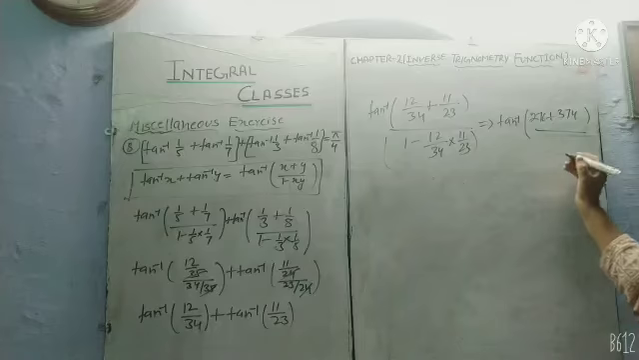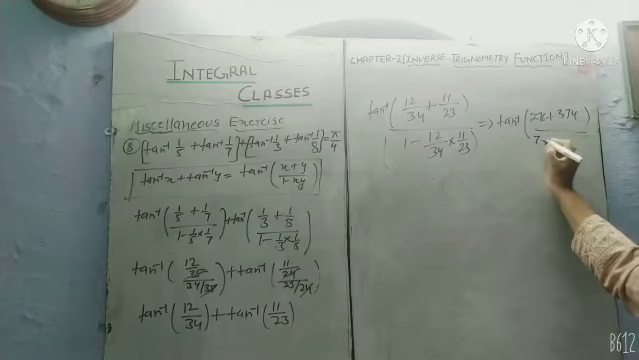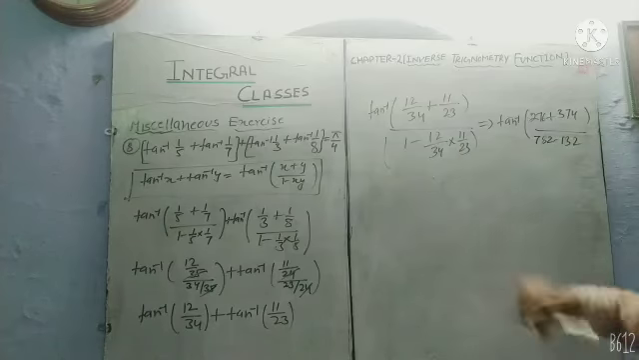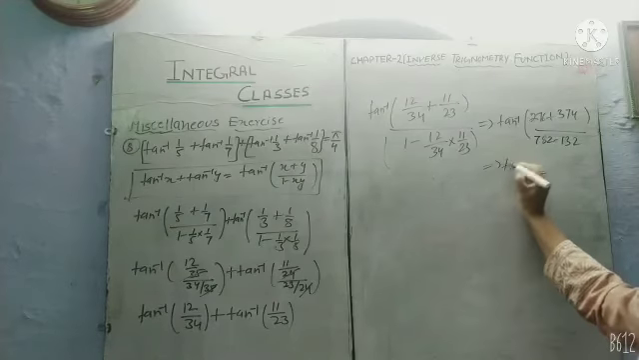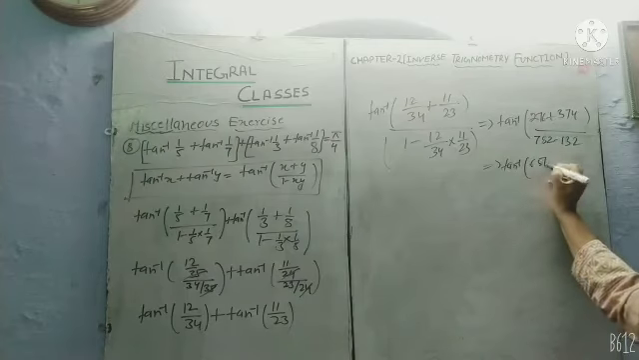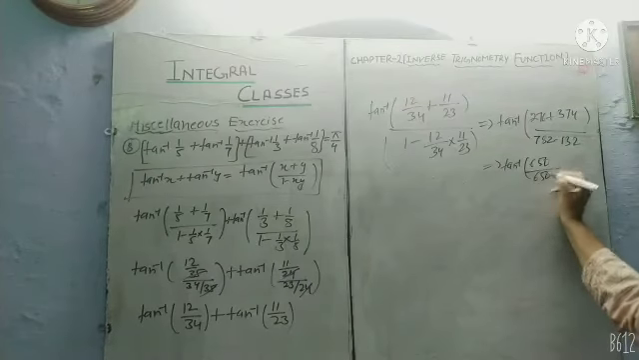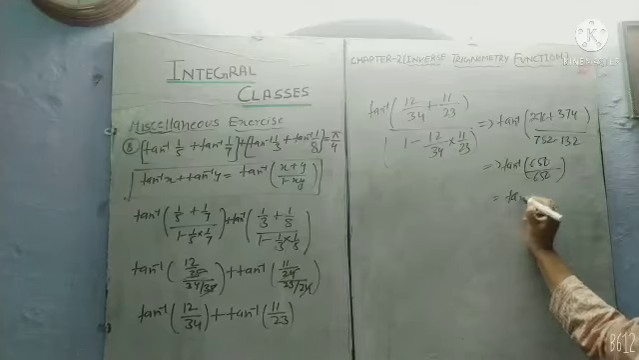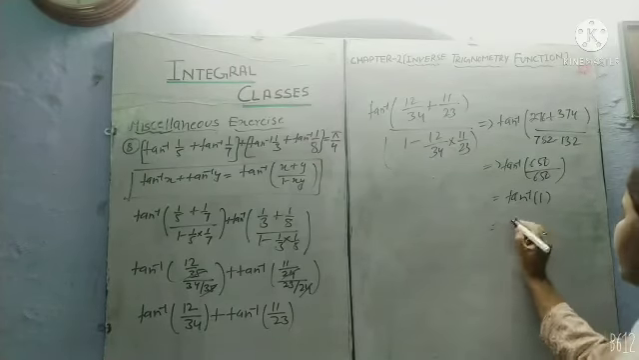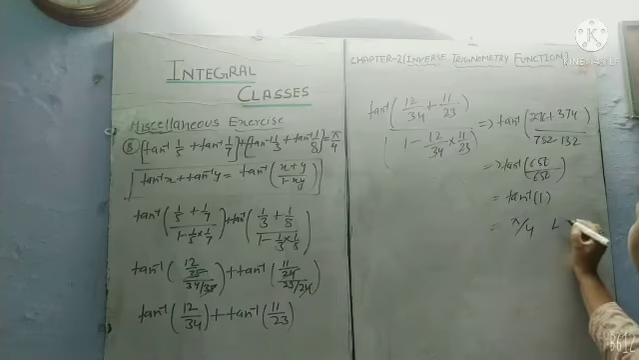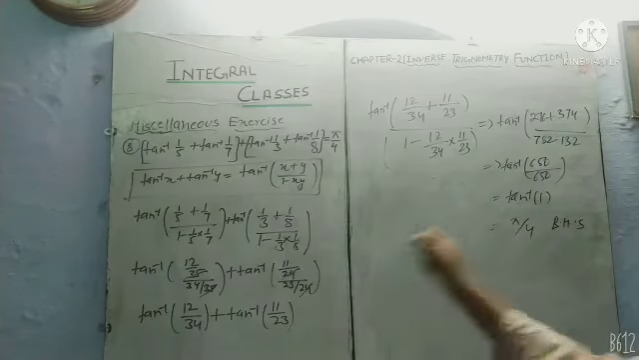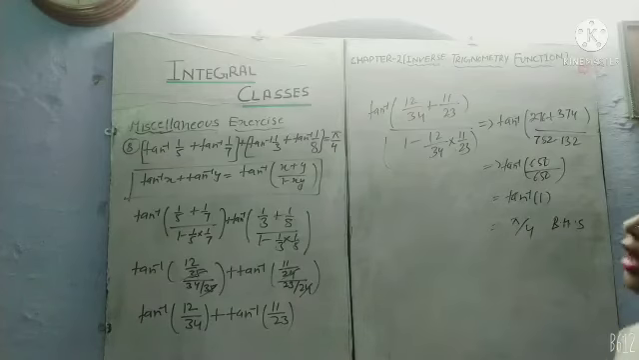Then we will get 782 minus 132, and the denominators are cancelled. So now tan inverse, add them: 650, and subtract them: 650. So we will get tan inverse 1. In tan inverse 1, which angle do we get? Pi by 4. So it is the right hand side. So student, in this question we get the right hand side from the left hand side.